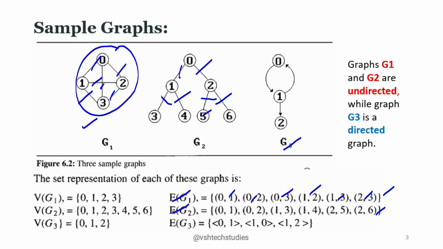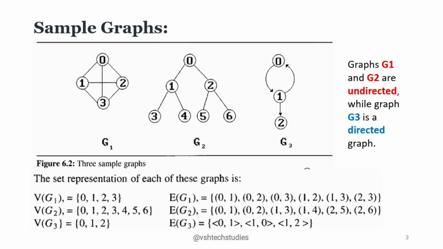Then the set of edges in graph G3. Because this is a directed graph, we have to write 0 to 1, then 1 to 0 once again, and 1 to 2. There are 3 directed edges we have to list here. So these are some sample graphs, with the set of vertices and set of edges for each graph, and how they are written. Graphs G1 and G2 are undirected, G3 is a directed graph.